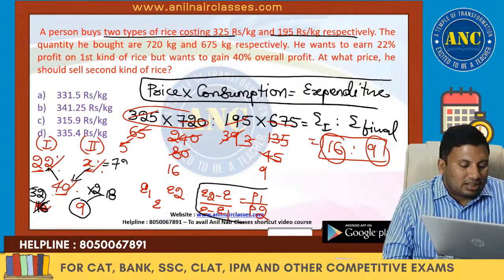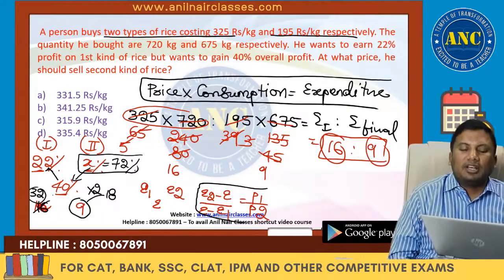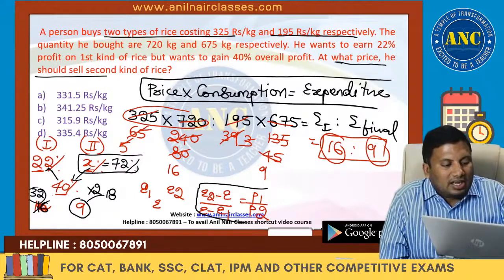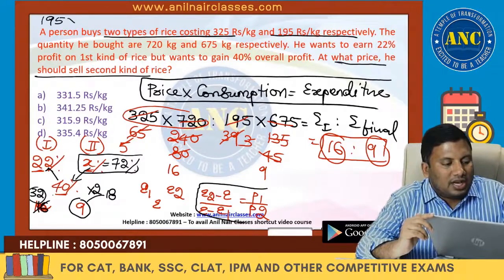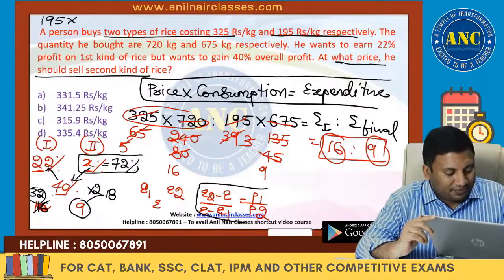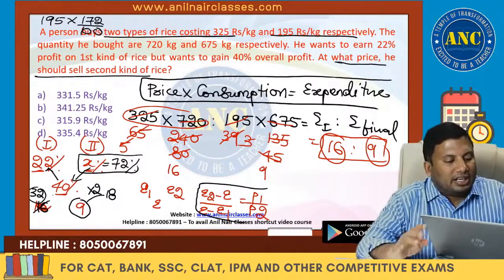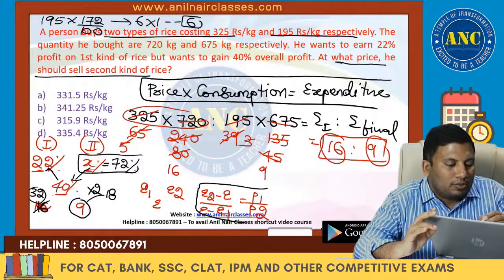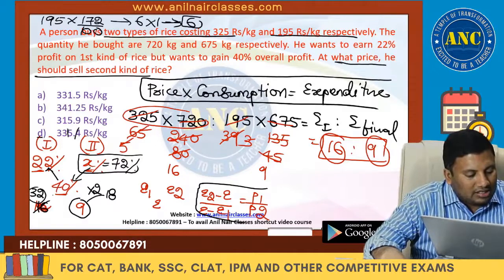That means the second one should be sold at 72% profit. What price is he selling? Second cost price is 195 rupees and the profit percentage is 72%. So if it is 100, he will sell it for 172. If it is 195, how much? Digital sum 6 into 1. Answer digital sum should be 6. 4 plus 5, 9. This is 6.